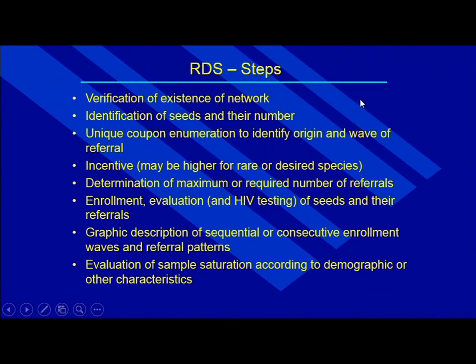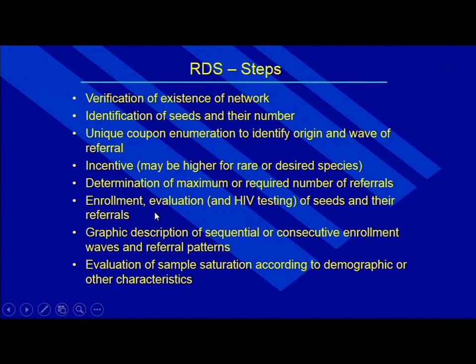Now for respondent-driven sampling, we need to have a network, otherwise we cannot do referrals. So what we need to do in RDS is identify the number of seeds, and we give them coupons to give out to their peers. And we look at the coupons to decide on the number of waves that have been completed as the sample goes forward.